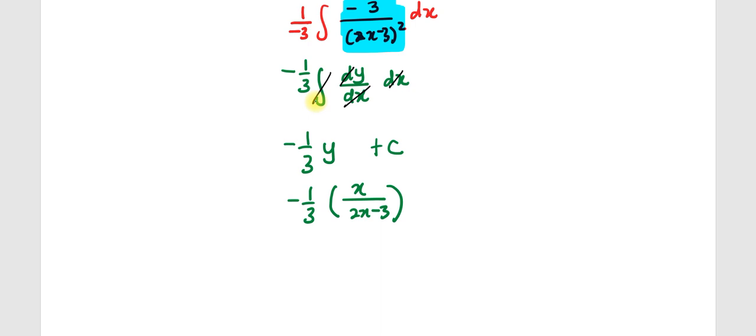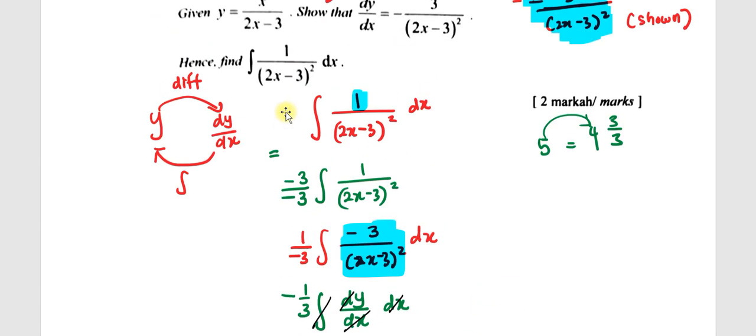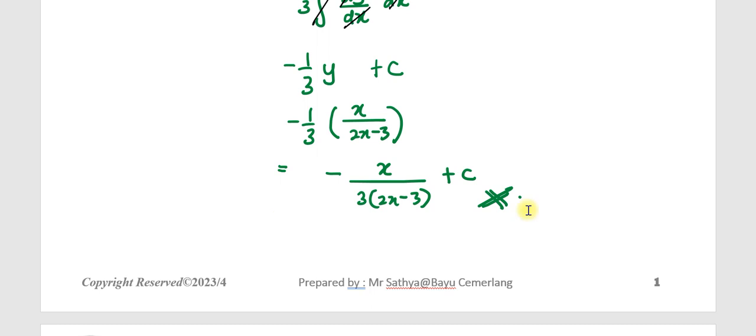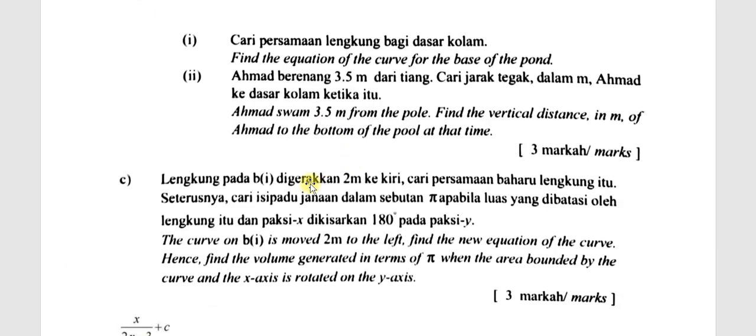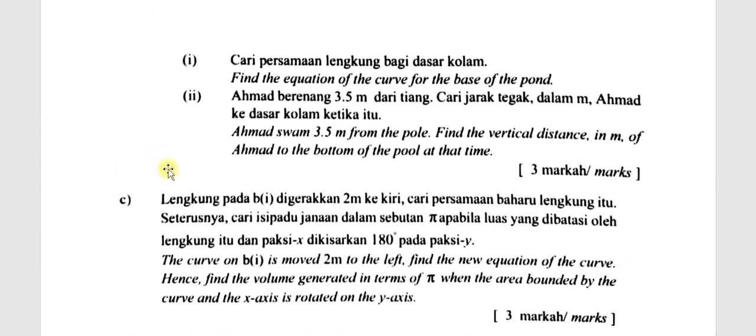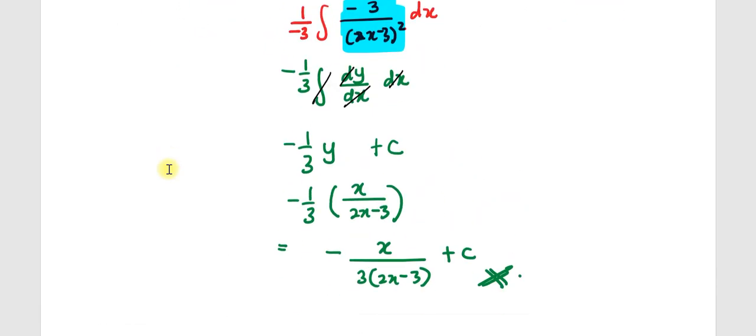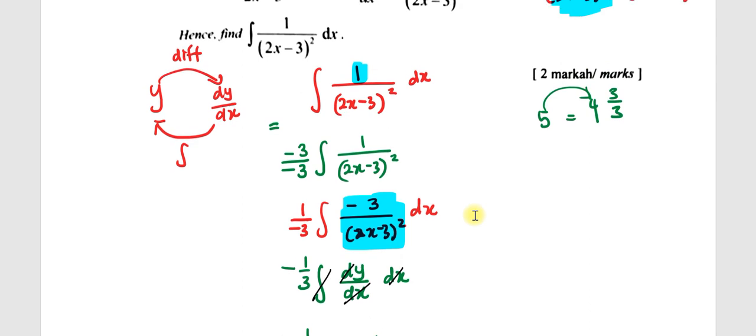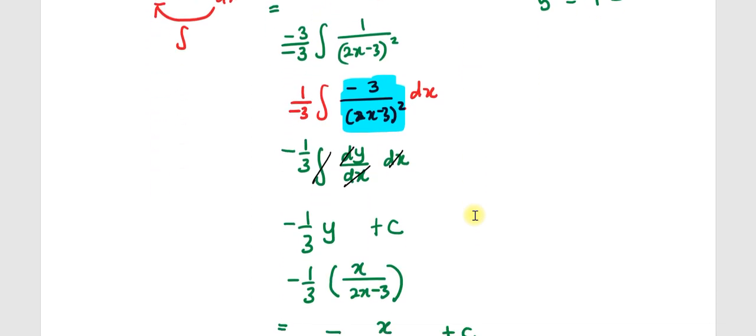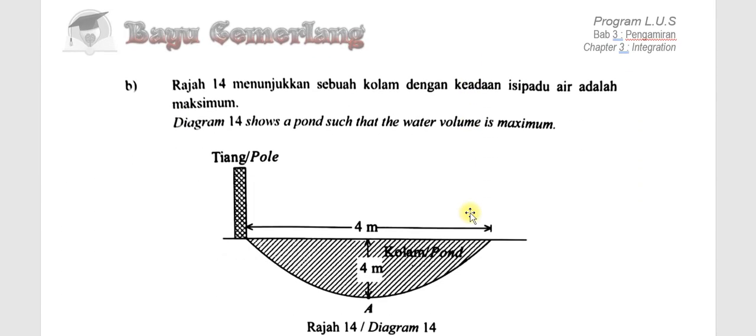Okay. Right. So what do you get here? Negative x over 3(2x minus 3) plus C. This will be the right answer. Okay. This will be the right answer. Okay. This answer given is not quite accurate. They didn't do it properly. Okay. This will be the answer. Okay. So that's the trick. Okay, question B.